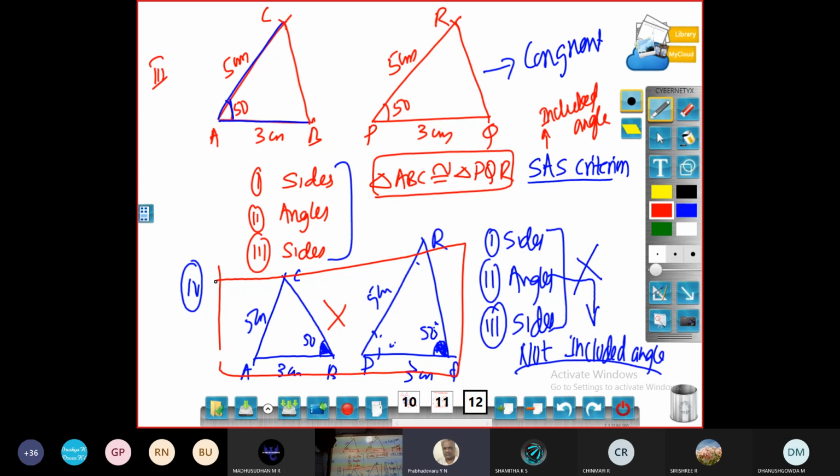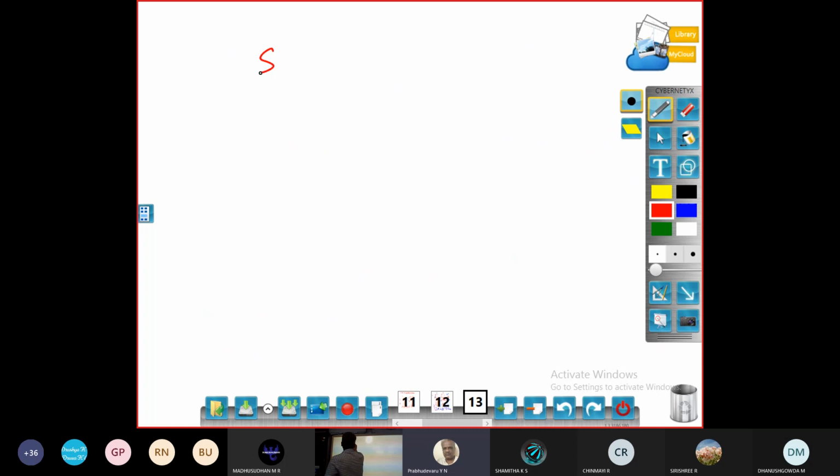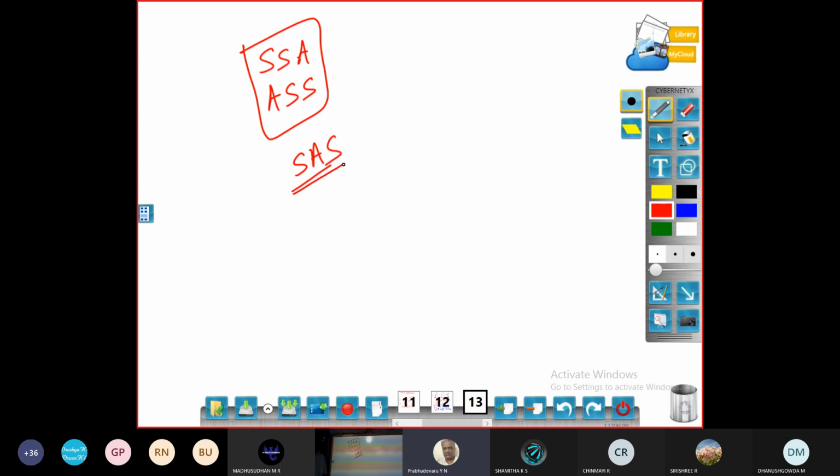Is it clear? So you will not have triangles with SSA or ASS. These 2 possibilities are not there. We have only the SAS congruence criterion. If you just say 2 pairs of sides and 1 pair of angles are equal, it will not fix the triangles congruent. What is necessary to say? The angle must be the included angle.